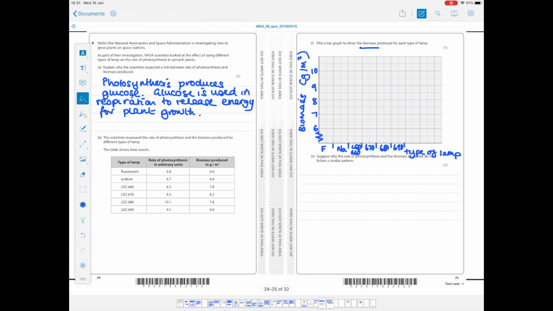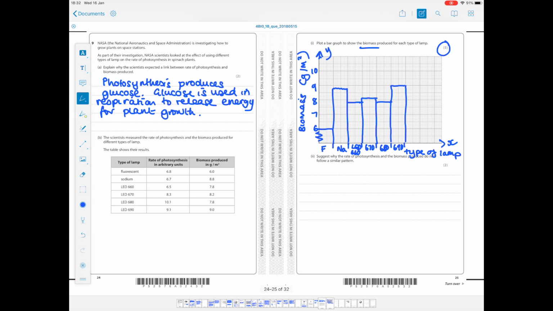So for the fluorescent lamp, we're looking for biomass produced of just being 6. Use your ruler as well. For sodium, it's 8.8. LED 660 is 7.8. 670 is 8.2. 680 is 7.8. And 690 is 9, so that's definitely the highest. And it's worth learning how to draw graphs properly because they are worth a whole 5 marks.